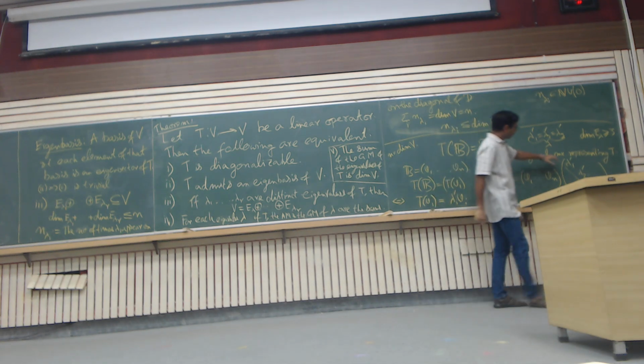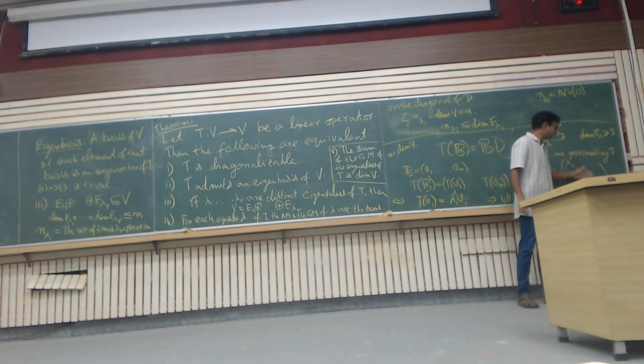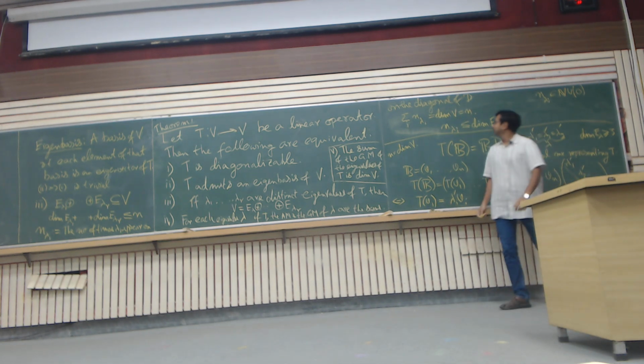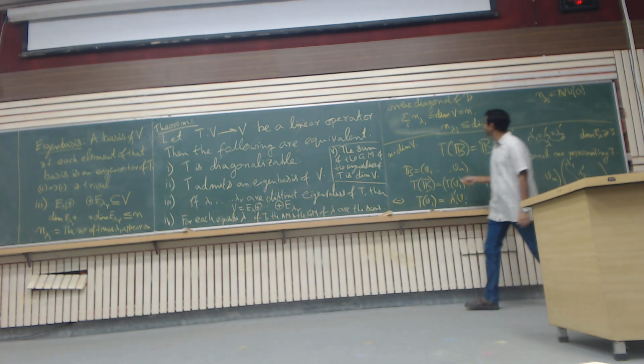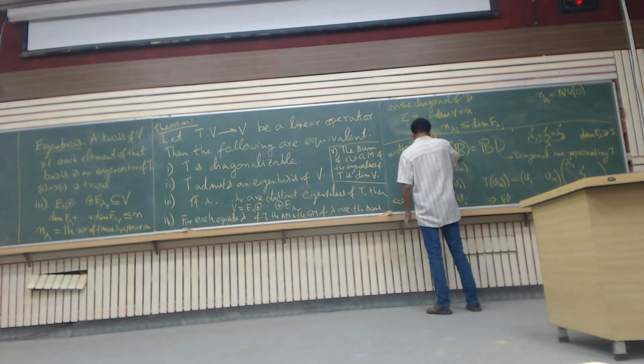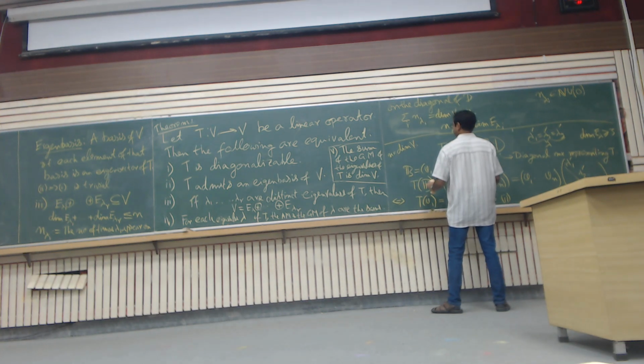This is the number of times this is appearing on this one, and this is an n cross n matrix. Now sum it up on the left and on the right. So after this, what do we do?